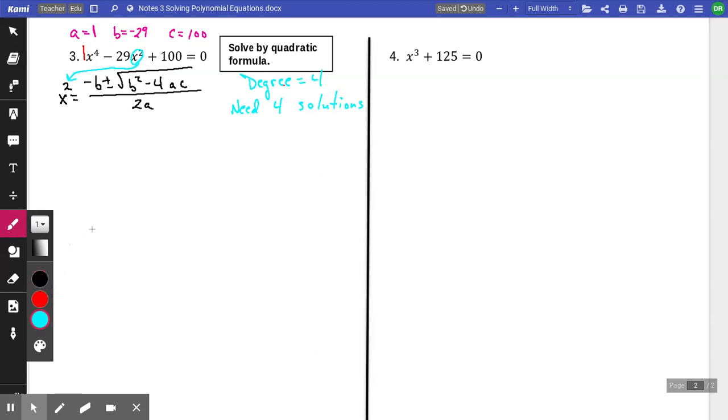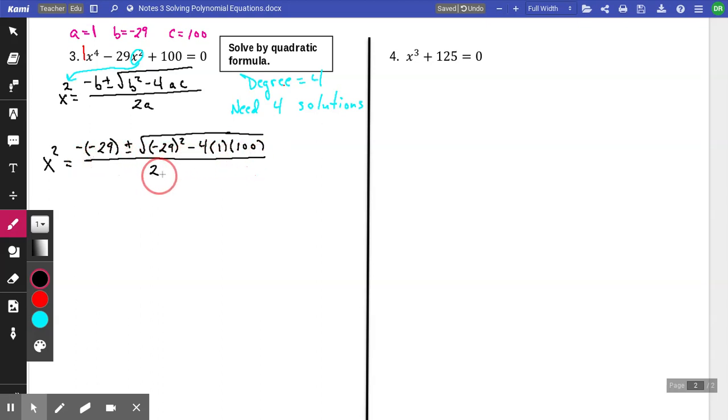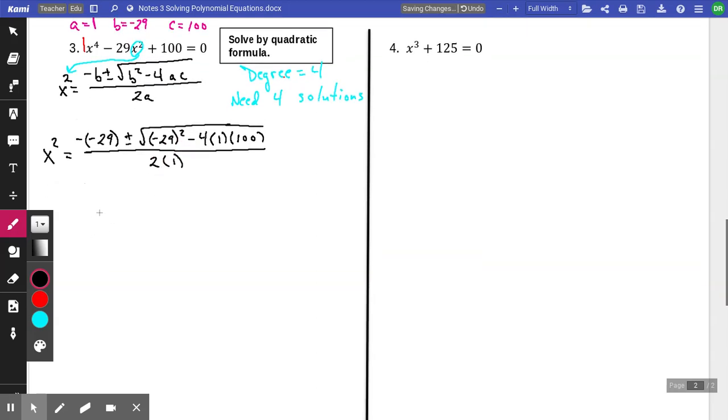In this formula, if we start substituting in, we get x squared equals negative b, so that is a negative 29, plus or minus the square root of b squared, so that's a negative 29 squared, minus 4 times 1 times 100. So 4 times a times c, all divided by 2a, which is 2 times 1. Okay, let's keep going here.